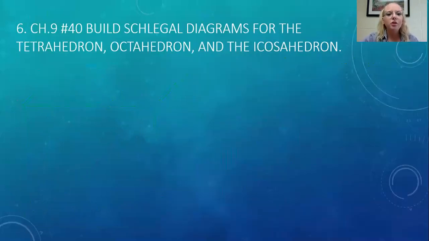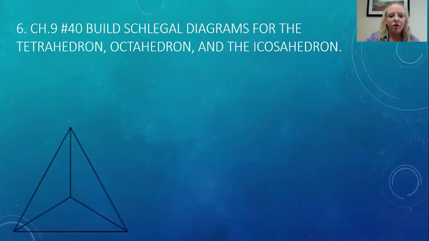Okay, chapter 9, show legal diagrams for the tetrahedron, octahedron, and the icosahedron. So we're going to look at those. So first we're going to look at a tetrahedron. So this is what that looks like.